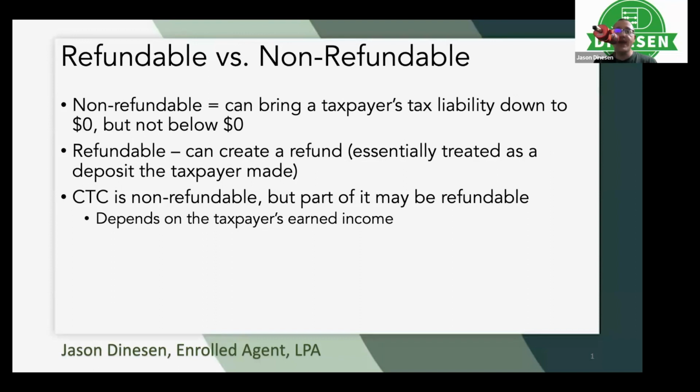it can bring the taxpayer's tax liability down to zero, but not below zero. And then you have refundable credits, which can create a refund. I like to describe refundable credits as basically being like a deposit that the taxpayer made. So the $2,000 child tax credit technically is non-refundable, but part of it may become refundable depending on the taxpayer's earned income.